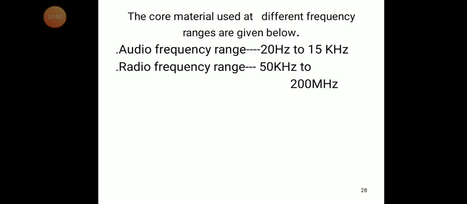Now you see here the core materials used at different frequency ranges are given below. Audio frequency range is 20 Hz to 15 kHz. Radio frequency range is 50 kHz to 200 MHz. Like this we can use the core material for the proper application of the frequencies. So this is about the frequencies and types of the cores which we are using in manufacturing inductors or transformers.